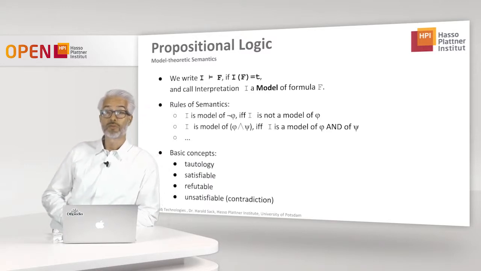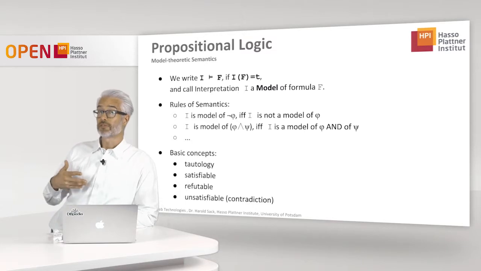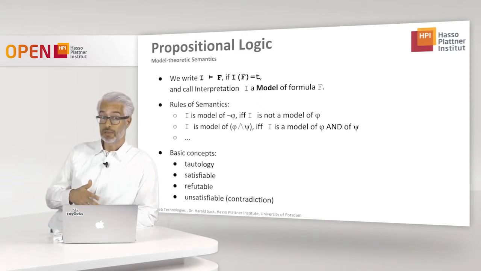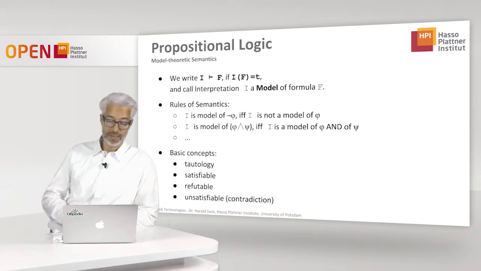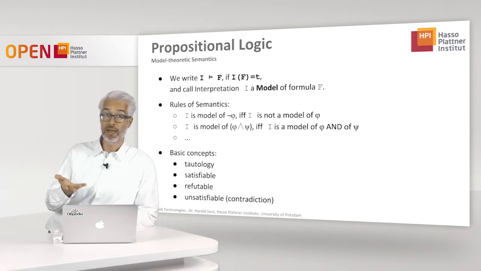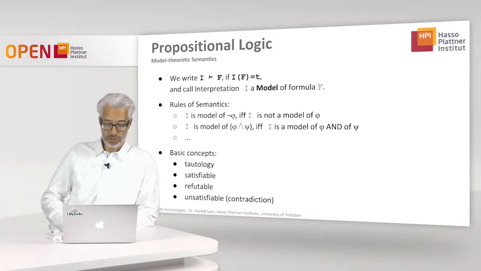So then there are some rules for the semantics. Semantics defines rules for how to derive the interpretation or the semantics of complex statements from the semantics of more simple statements or atomic statements. And here are the rules that are applied here. So I is a model of not phi if and only if I is not a model of phi. So this is how, for example, negation will be interpreted.